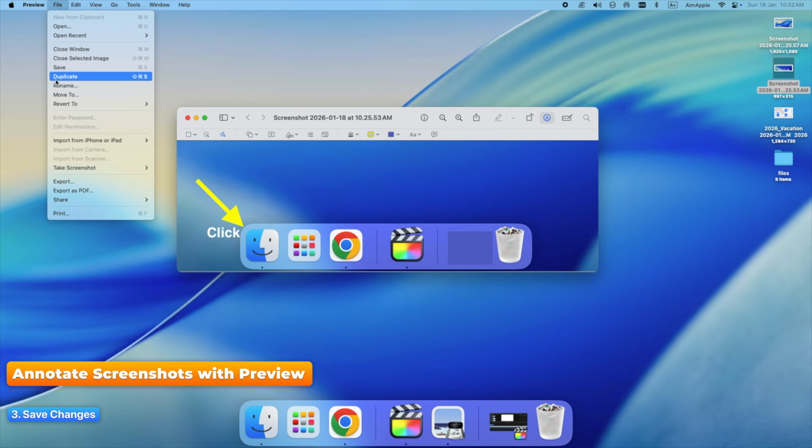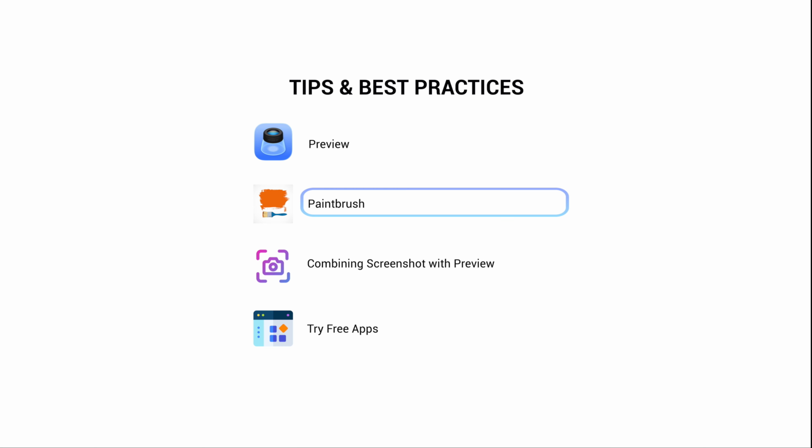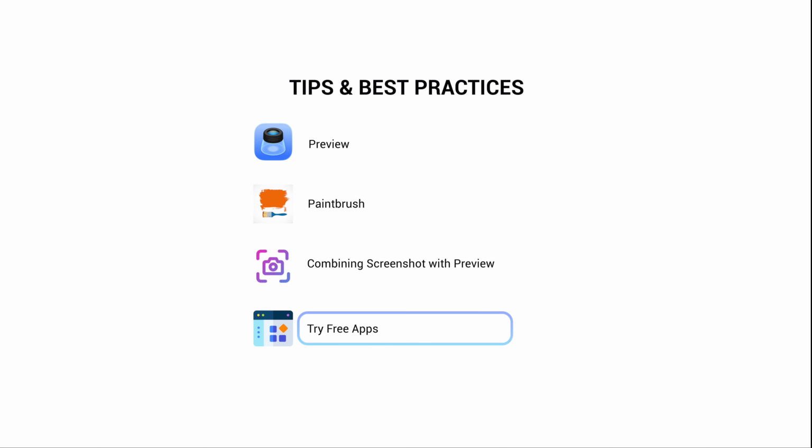Before we wrap up, here are a few helpful tips to keep in mind. Preview is fast and built-in, making it ideal for occasional edits. Paintbrush gives you that classic Windows Paint experience, and it's very beginner-friendly. Combining screenshots with Preview works great for tutorials and presentations. And if you want more advanced features later on, you can explore free apps like Krita, GIMP, or Tayasui Sketches. And one last thing, always save a copy before editing important images.